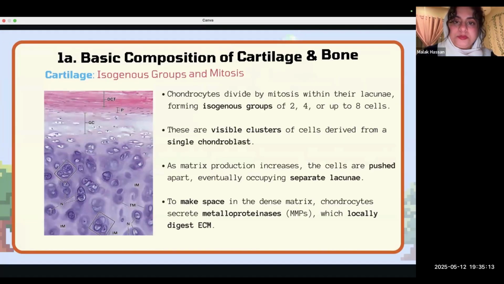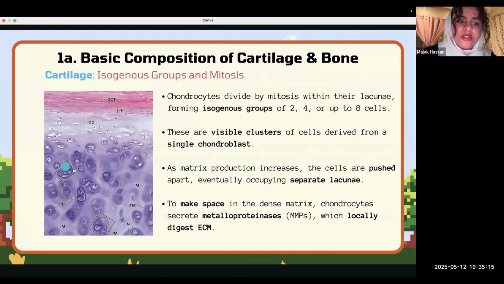Now, here we have our chondrocytes. They live within the matrix, right? They live within their little lacuna. When they want to divide, they divide by mitosis, right? They start to form little groups, these little clusters of cells like this. We call those isogenous groups. And those groups are like 2, 4, 8 cells because they're dividing, right?